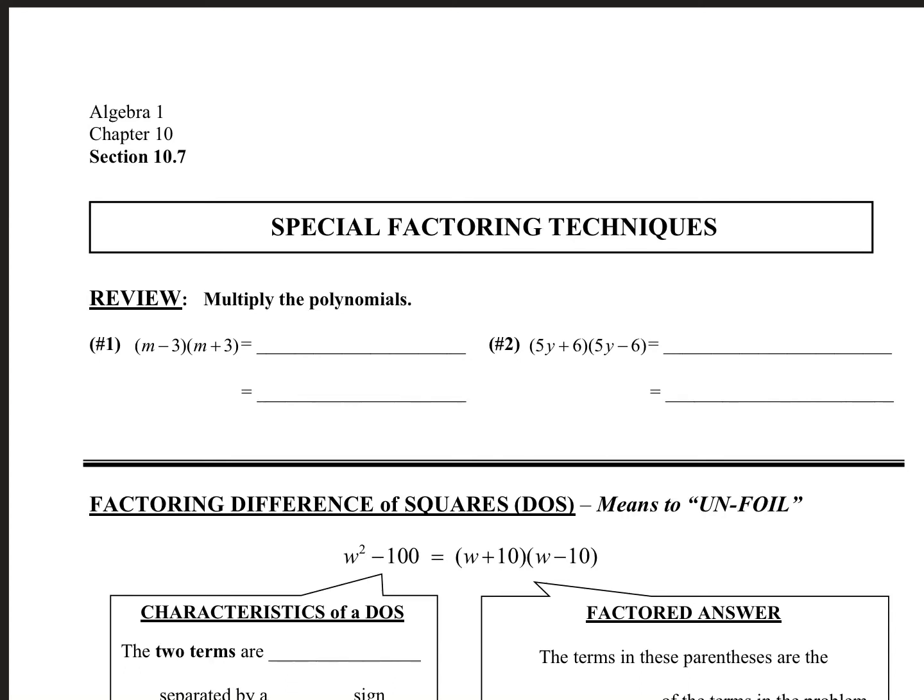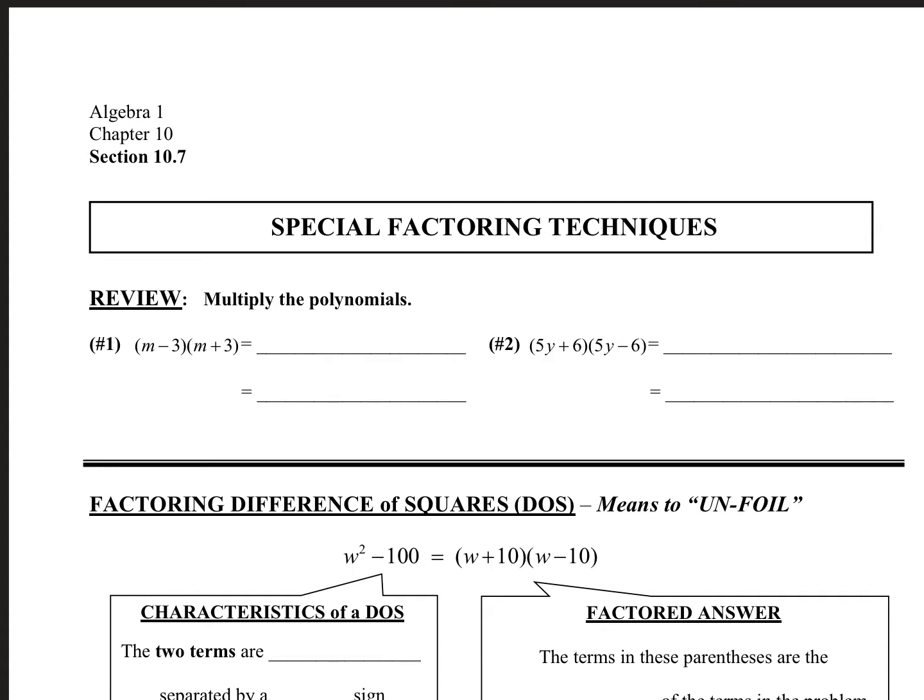Hello, Algebra 1 students. In this section, we're talking about special factoring techniques. What we talked about in 10.5 and 10.6 was factoring trinomials and factoring trinomials with a coefficient that's not 1. So today we're going to talk about a few different types of polynomials that we can use some cool rules to help us factor.